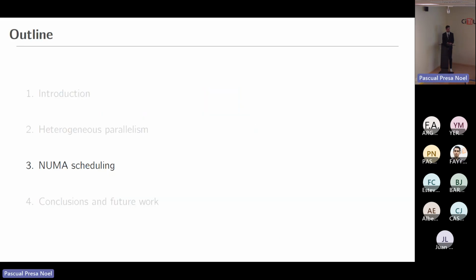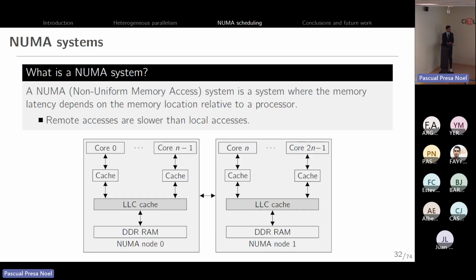We can now move on to the second topic we will discuss today, which is scheduling in NUMA systems. First, we have to answer what a NUMA system is. It is a system where the memory latency depends on the core and the memory bank involved in that transaction. So we have bigger latencies and slower accesses when we deal with remote operations.